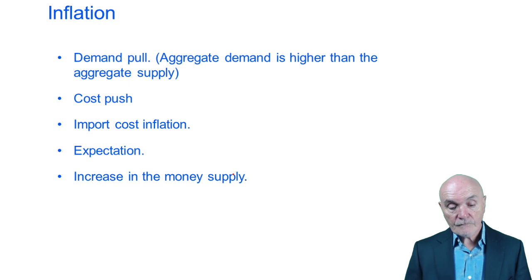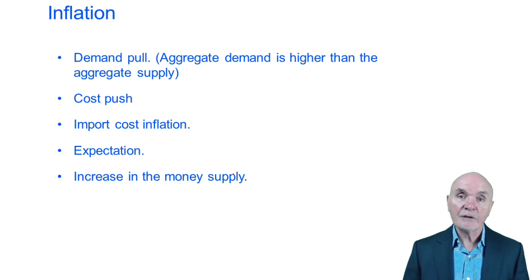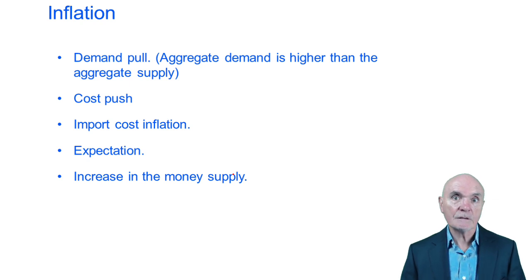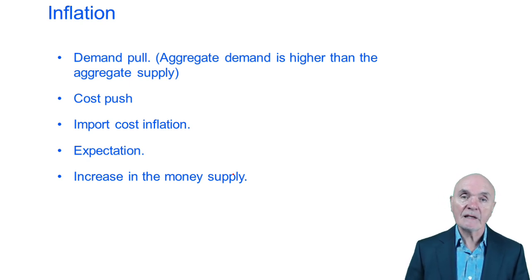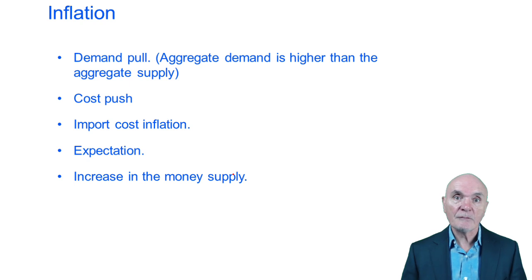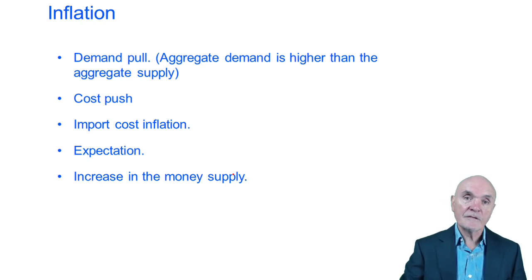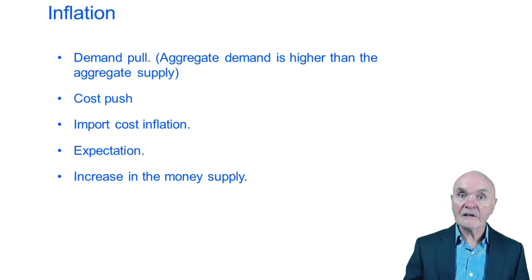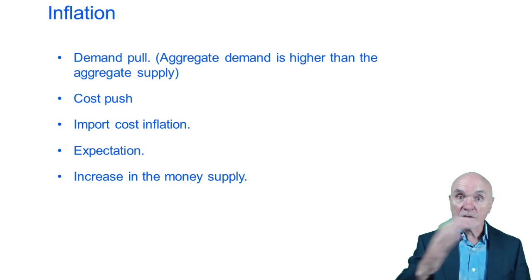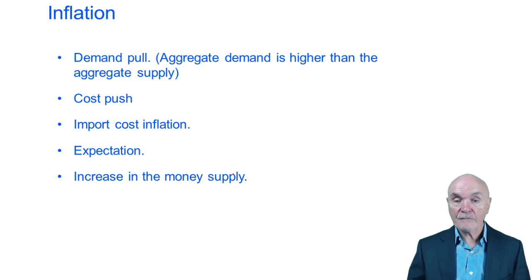Expectation. Expectation is where you're bargaining for your pay rise, and you say, well, I think next year inflation is going to be 10%, therefore I'd better ask for 12%. And of course, if that 12% is then incorporated into a wage bill, it will cause inflation next year.